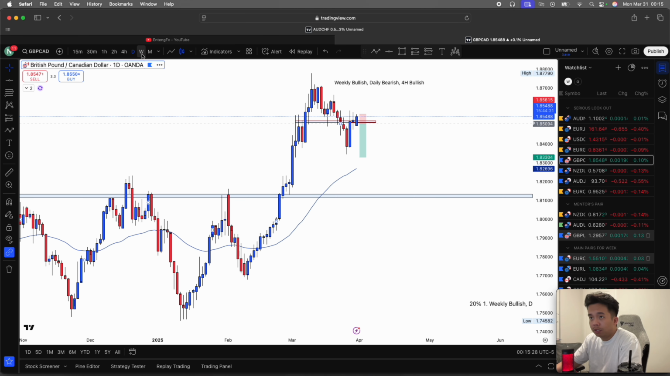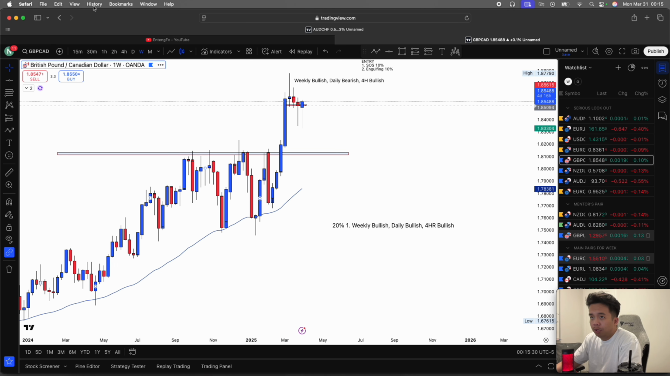pullback, because on the weekly it's bullish and daily is bullish, and the only time I'll be taking long here is when price action reaches this retracement and goes to the upside. That's the only time I'll be interested in buys. But right now we expect the price action to have a rejection, to have a retracement. So while having a retracement, we're going to take advantage of the sell opportunity.